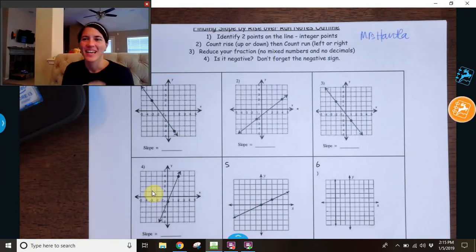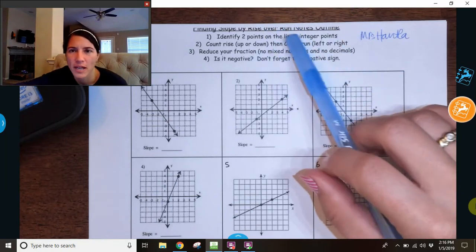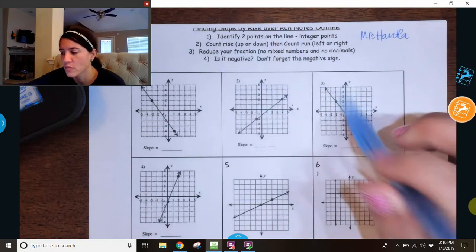Hey y'all. Today's lesson is about finding slope. Okay, mine's cut off. Finding slope by rise over run notes. Finding slope by rise over run.